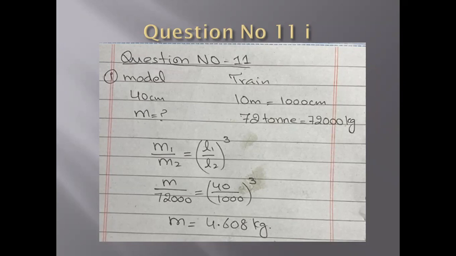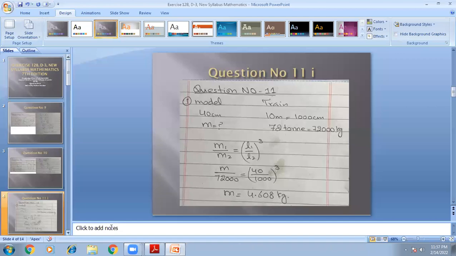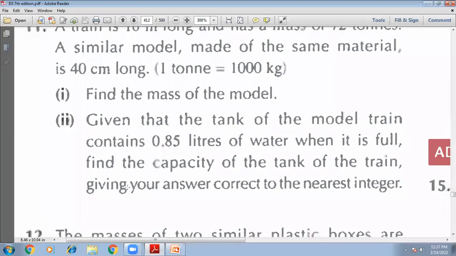So what you will do, in your calculator you will enter bracket 40 divided by 1000 bracket close, whole cube, multiply 72,000, equals, and you will get 4.608 kg. So the mass of the model train will be 4.608 kg. So this is how you do the first part of this question.